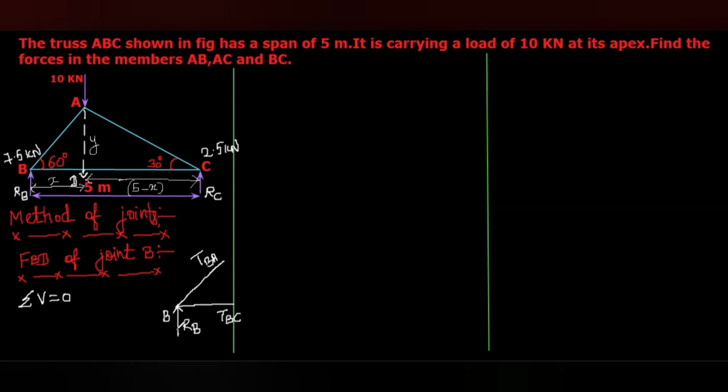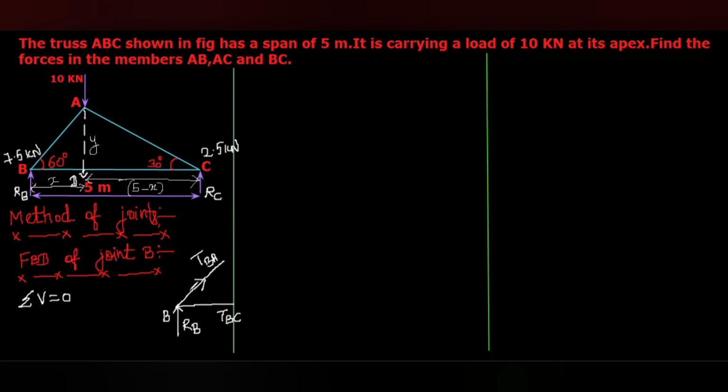Here, RB is exactly an upward force. But the TBC is a horizontal force. So the TBC cannot counterbalance the upward force RB. So the upward force RB should be counterbalanced by this inclined force TBA. But as I mentioned earlier, there are two possibilities for the tension in BA. That is identifying the direction of TBA. It may act upwards.